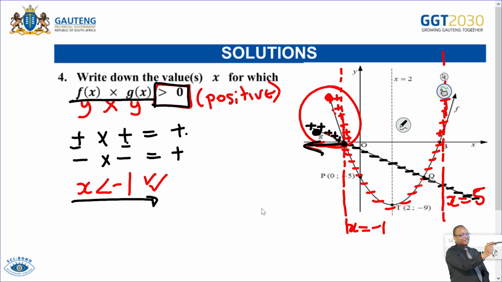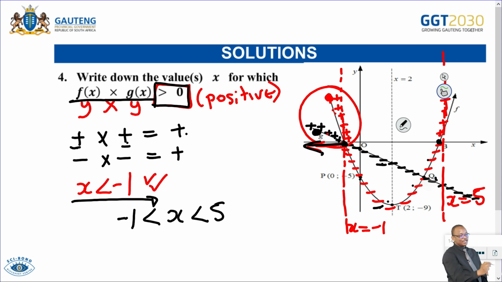Now, from -1 going right, we have negative values of f and g, up until what? Up until 5. So it means from -1 to 5, we have negative values of g and f. And if we multiply them, they are going to give us what? Positive.